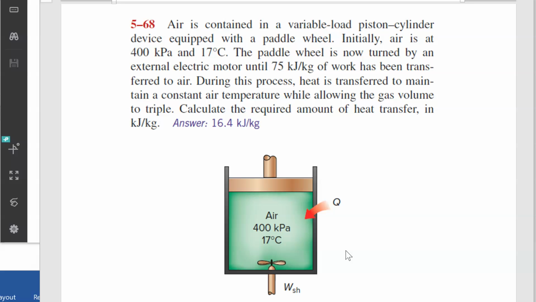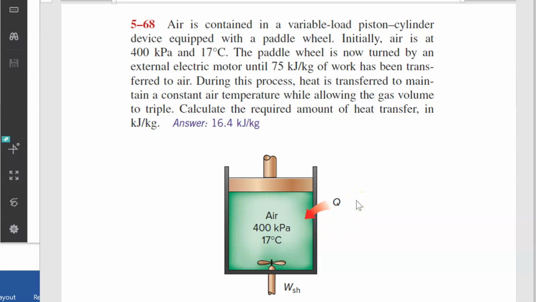The paddle wheel, which is that little propeller down at the bottom, spins, and that's adding energy to the air. And they tell us how much energy is being transferred. There's also Q. They show it going in. I'm not sure if it's going in or out, but anyway, I'll show you how to deal with whether or not it goes in or out.